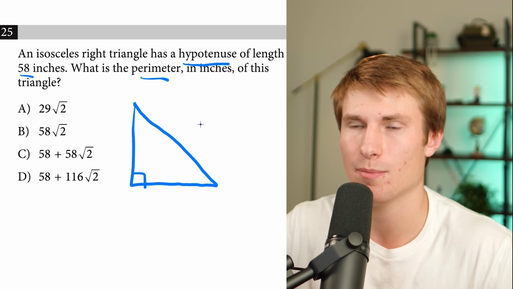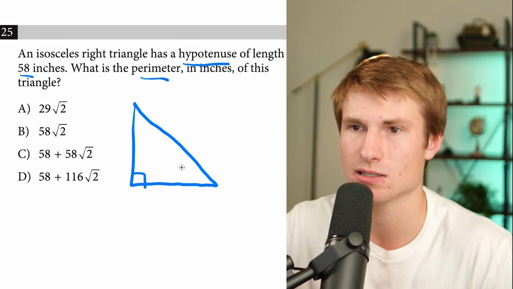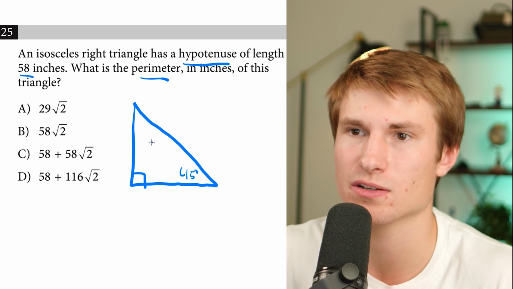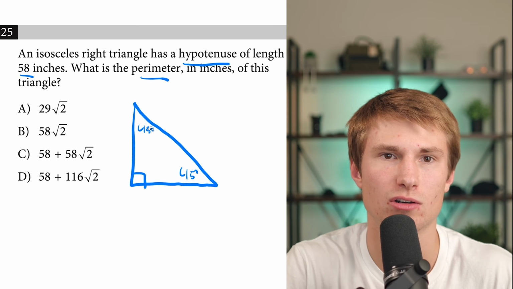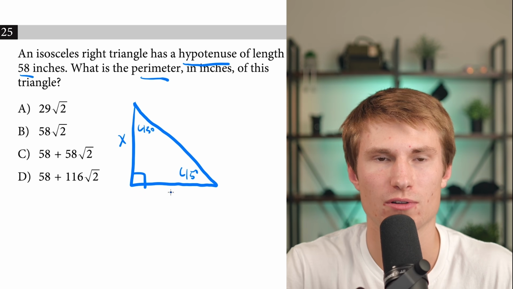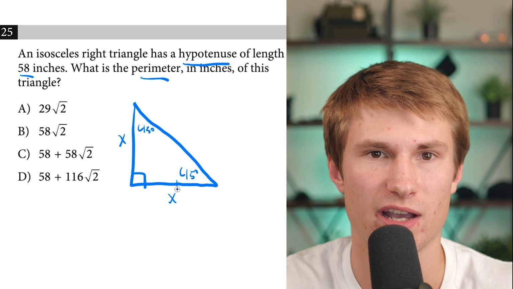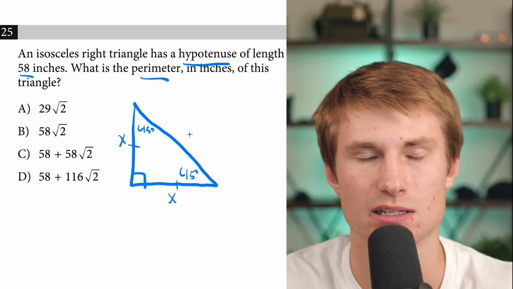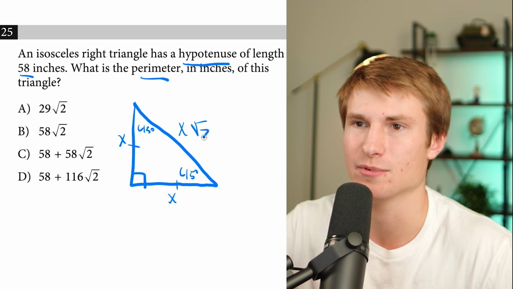So we're given our hypotenuse. Now, keep in mind that since this is an isosceles right triangle, we know that it's a 45, 45, 90 triangle, which has this special property where the side length x will be the same side length, since it's isosceles, and then the value of the hypotenuse would be x times the square root of 2.